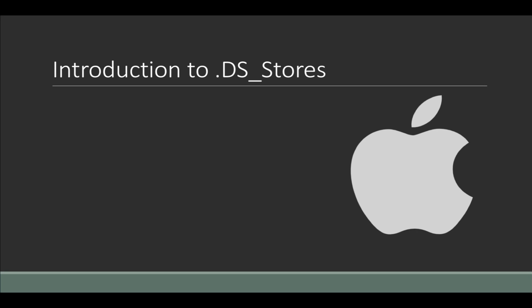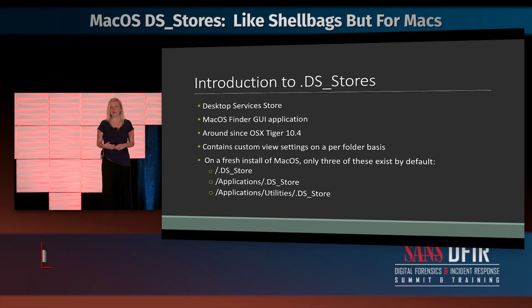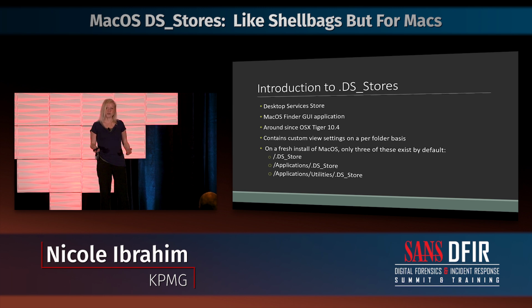So introduction. DS_Store is essentially Desktop Services Store. That's the API that Finder is using to generate these DS_Stores. And it's associated, once again, with Finder GUI. And it's been around since Tiger. So 10.4, we have DS_Stores going back to Tiger. So it's been around for quite a while.